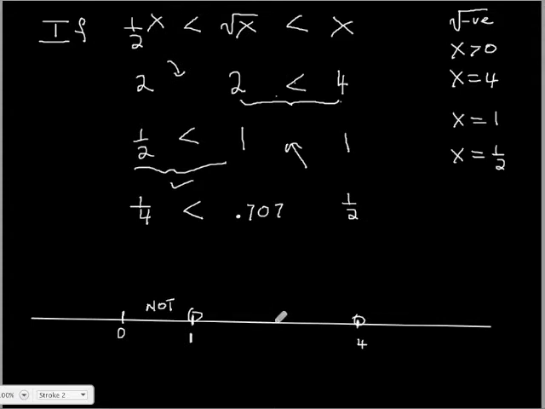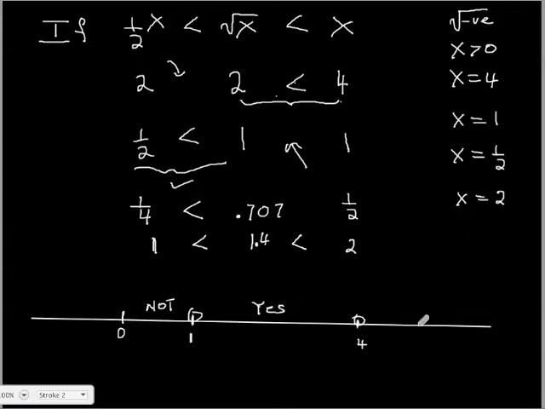What if I picked a 3 or a 2? So if x is 2, square root of 2 is 1.4, and that inequality works. And half of 2 is 1, so the inequality holds. So this is a yes region.